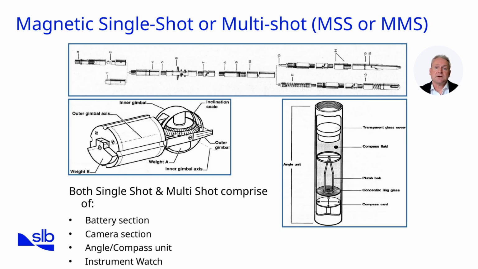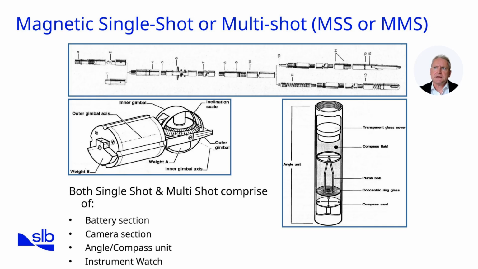The advantage of MSS/MMS was improved accuracy and the ability to track well trajectory in 3 dimensions. Their limitations were that they still required retrieval and film development, so data was delayed, and they were susceptible to magnetic interference from the drill string. As with all magnetic tools, correct placement in non-magnetic collars was essential.